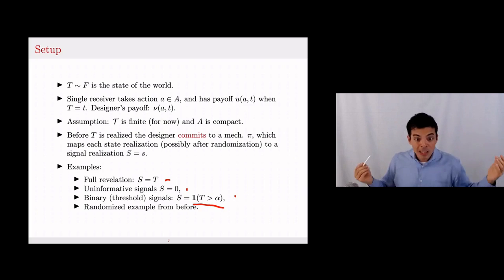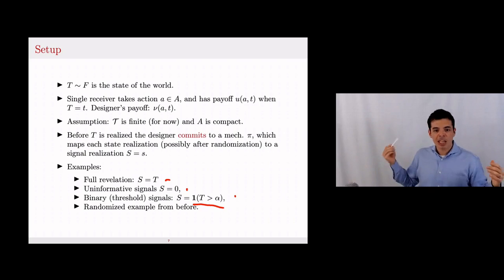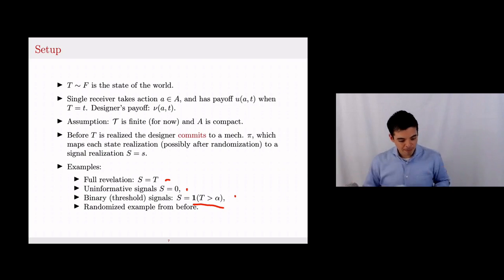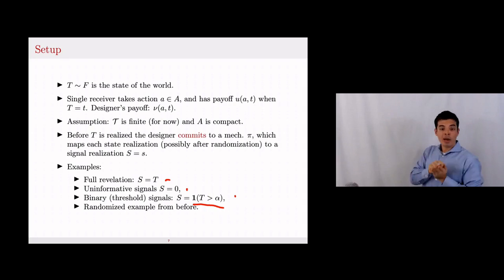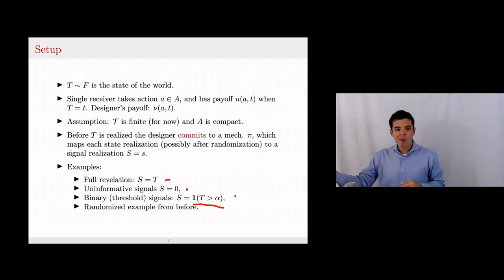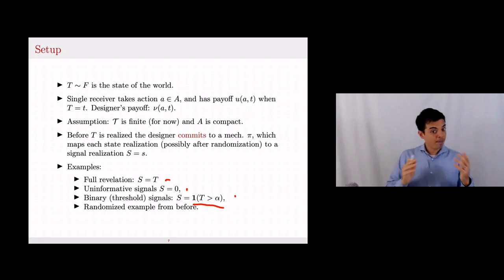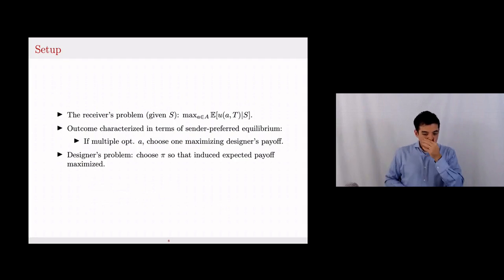Receiver does not learn in this case exactly what the state is, but she can learn whether it is below or above alpha. Or you can do some randomization, similar to what we saw in the earlier example. In that example, when the state was good, the signal was good. When the state was bad, the signal was good with some probability and bad with the complementary probability. That's also allowed.